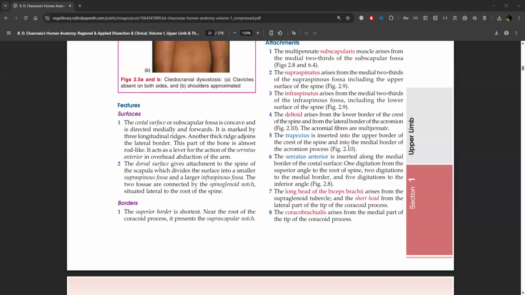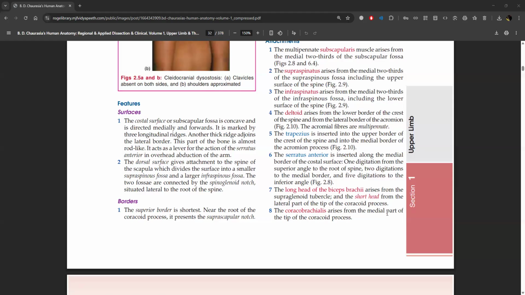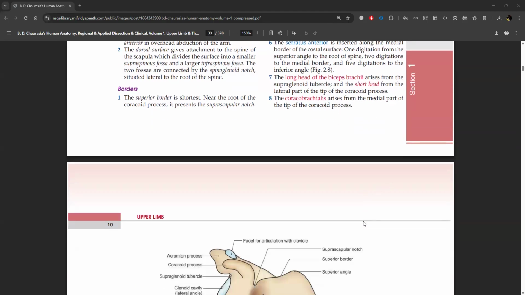The trapezius is inserted into the upper border of the crest of the spine and into the medial border of the acromion process. Number six, the serratus anterior is inserted along the medial border of the costal surface, one digitation from the superior angle to the root of spine, two digitations to the medial border, and five digitations to the inferior angle. Figure 2.8.